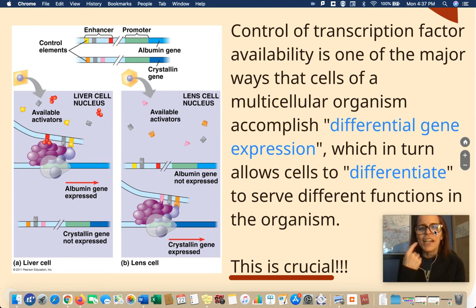So how is it that my cheek cell is differentiated into a cheek cell and not a liver or a brain or a kneecap? Why is it a cheek cell? And that's what we're talking about right here. And I'll read this to you.